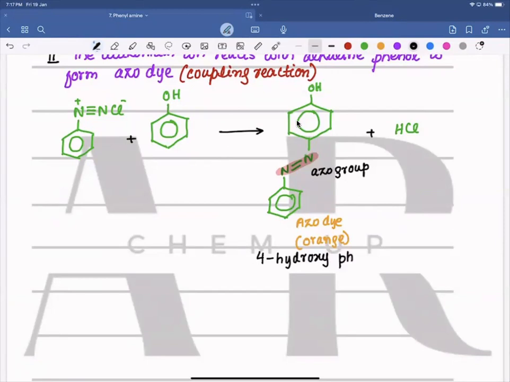Sir, how did HCl form? One minute. See, there is a chloride ion on the benzene diazonium chloride, and the hydrogen ion which got substituted from the benzene ring. See, from here, it's substituted over here in this phenol ring, no? Oh, okay. So from here, there must be a hydrogen which is substituted. Yeah.